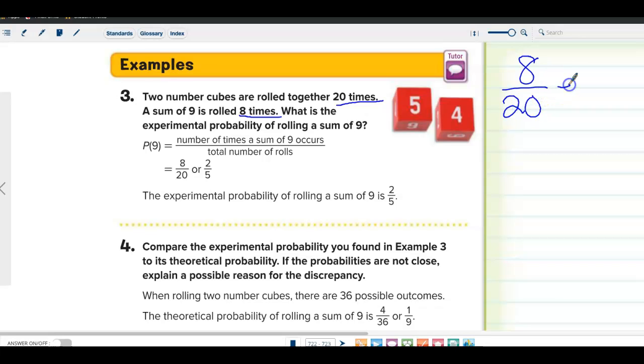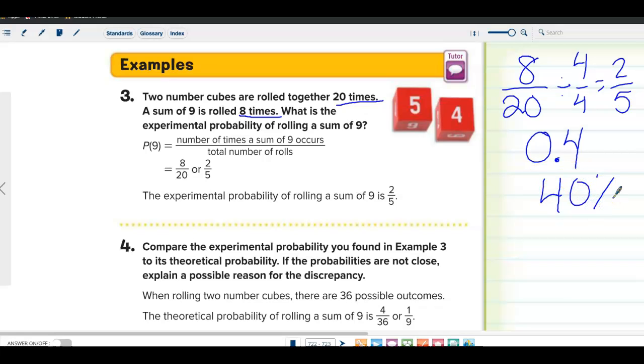Can that be reduced? Yes. By what? 4. What do you get? 2 over 5. Which is what as a decimal? 4/10, which is the same as 40%. Okay, so that was our experimental probability. Do we have questions on that?